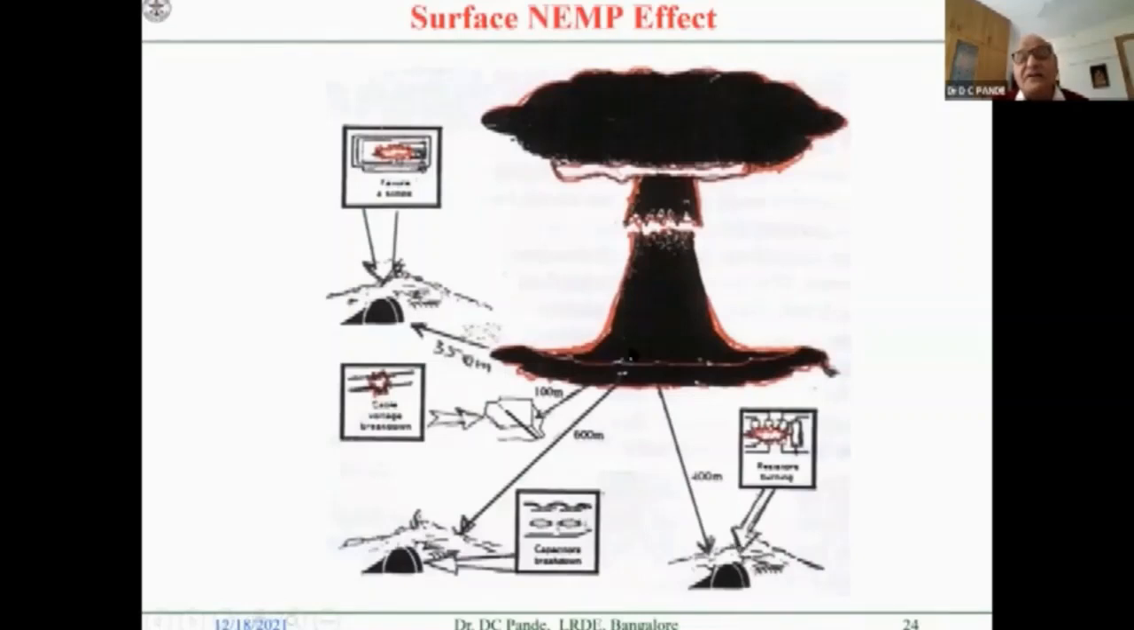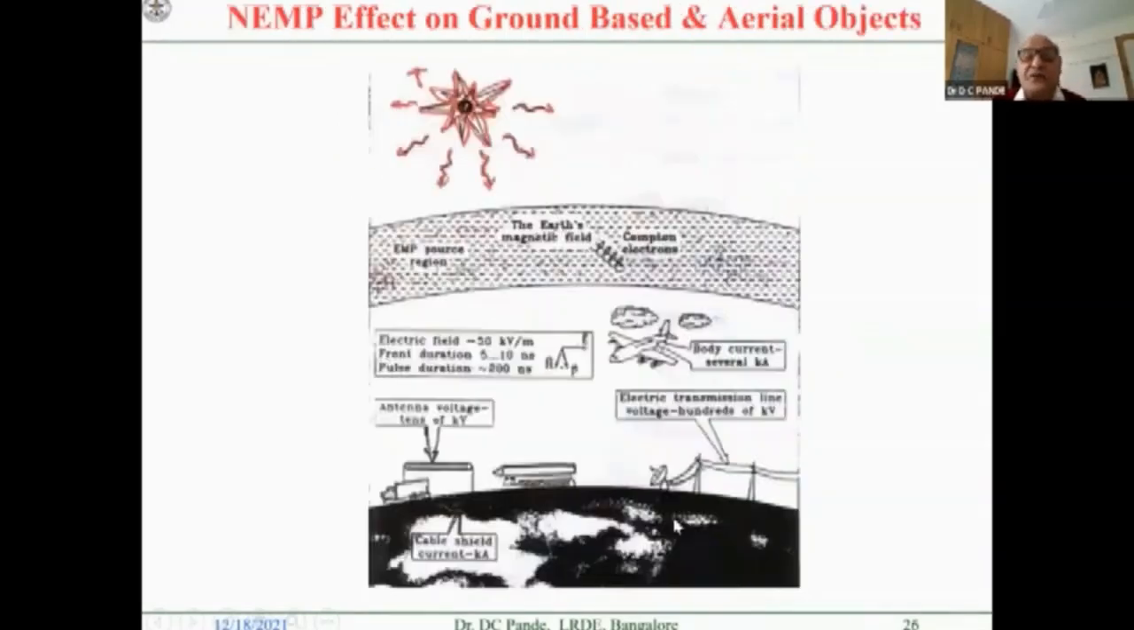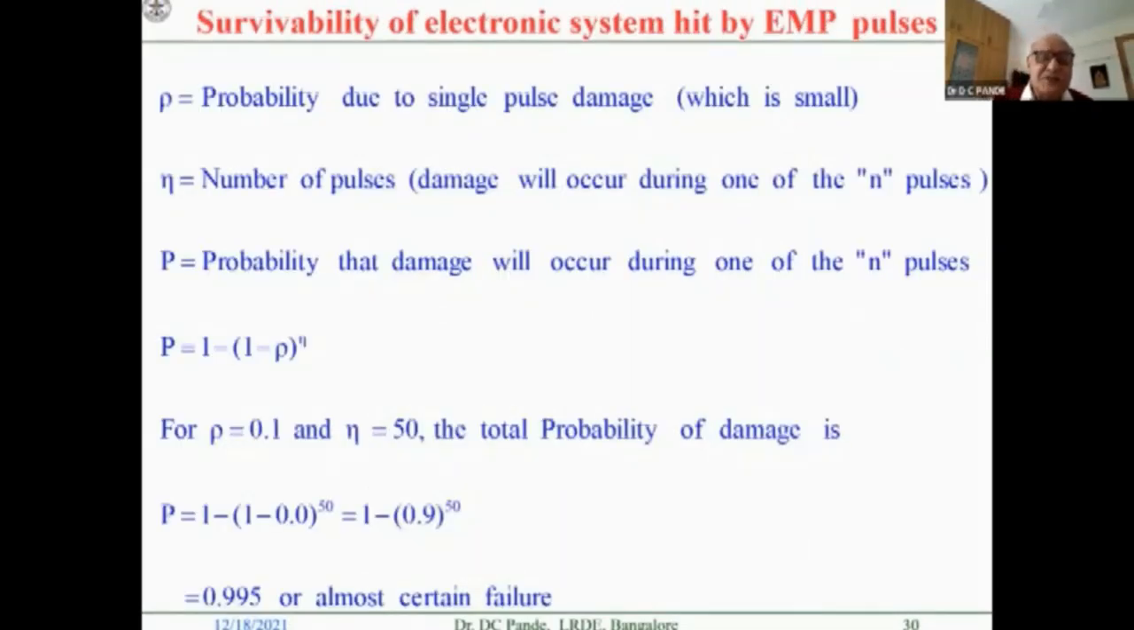In the case of the extra-atmospheric burst, we have power lines, telephone lines, radar systems, and communication systems. All will get damaged by this field, because such a strong field will be there. So protection of these systems is needed. Failure is almost certain if the electronics is not protected with the type of protection required for this system.